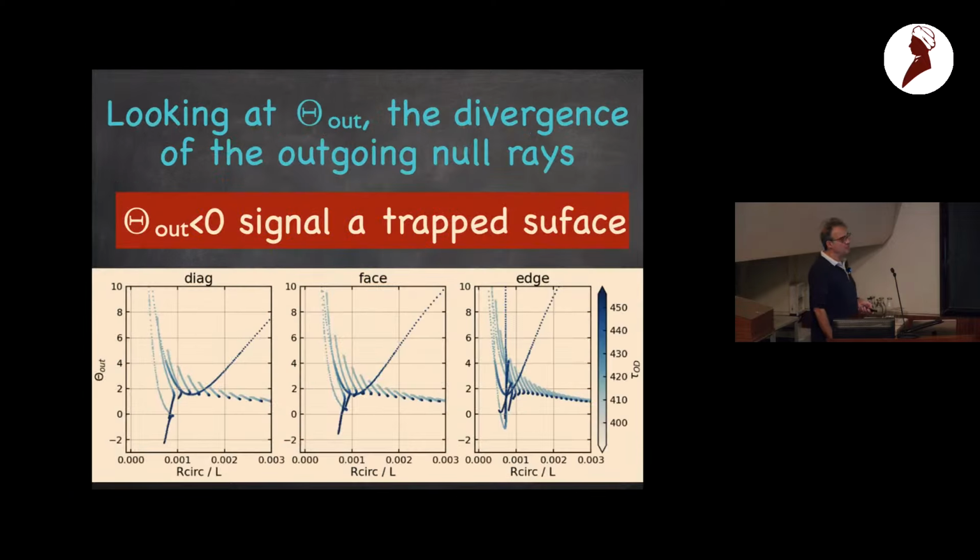The real way to analyze the problem, of course, is to see if you form a trapped surface, which will be signaled by the divergence of the outgoing null vector being negative. These are 3 plots in 3 different directions. Remember, we had this tetrahedral structure, which has a diagonal, a face, and an edge, and these are the plots of the divergence of the outgoing direction. We see something going negative, which is a sign of a trapped surface, but I can't make any claim. This is just to show work in progress.